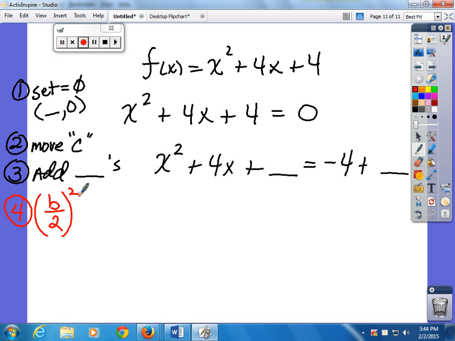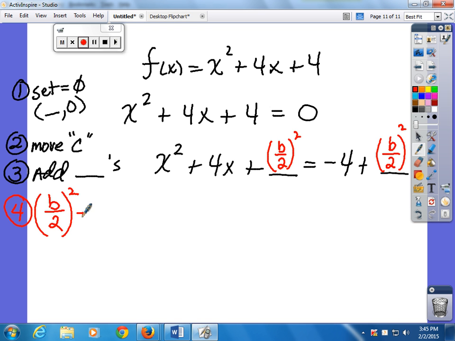So I'm going to do it in red. And what do you think is going to go in the blanks? That number. So I'm going to go over here and say B divided by 2 and square. So you need to do this in your notes and highlight it. Or just wait and watch the video 5 or 6 times.